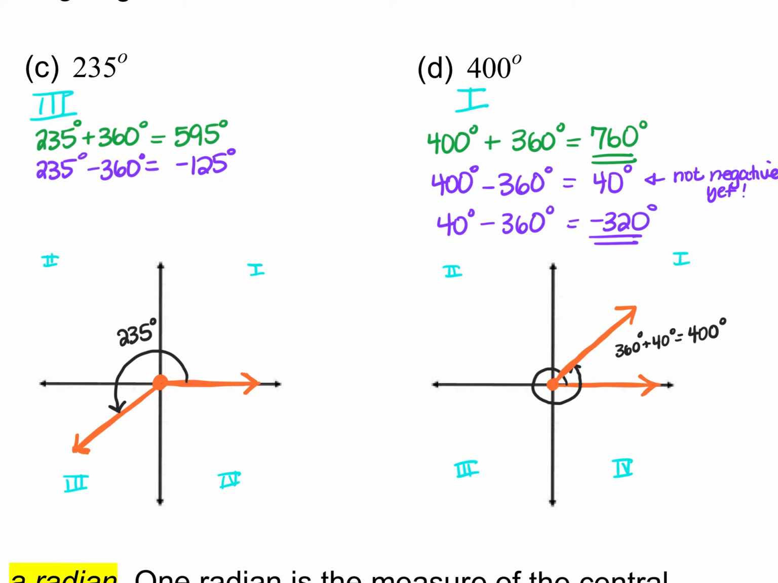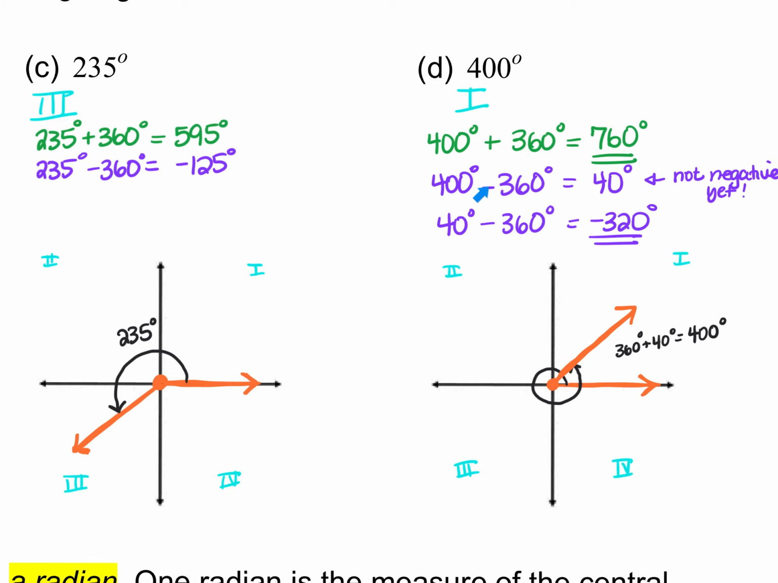To find a positive coterminal angle, you probably all started out by taking the 400-degree angle and adding 360 to get 760. Absolutely fine. That is a positive coterminal angle. But then when you went to do a negative coterminal angle, you took 400 degrees and subtracted 360, and you ran into another positive coterminal angle. This is not negative, and I'm looking for a negative coterminal angle.